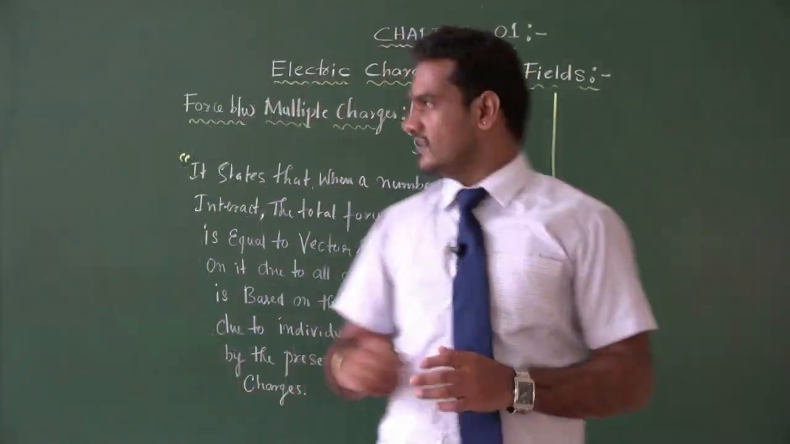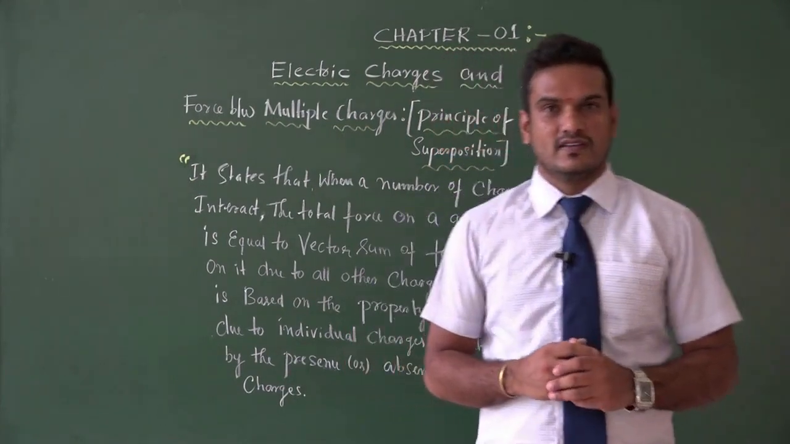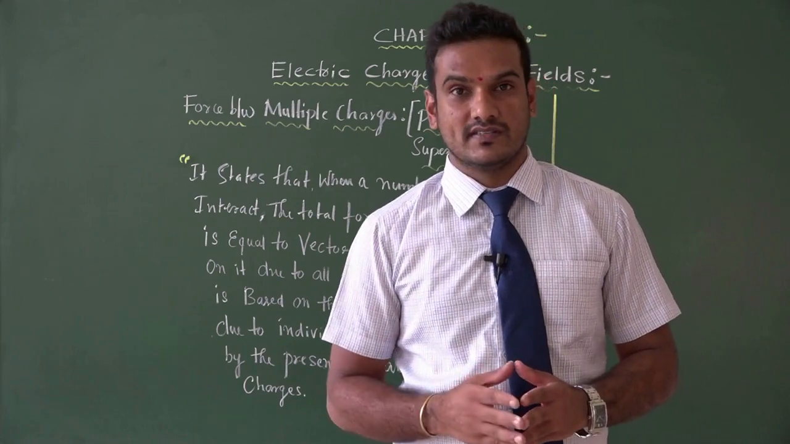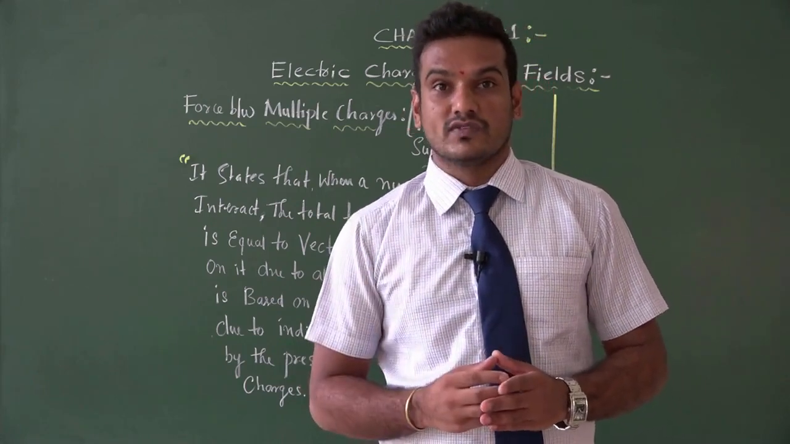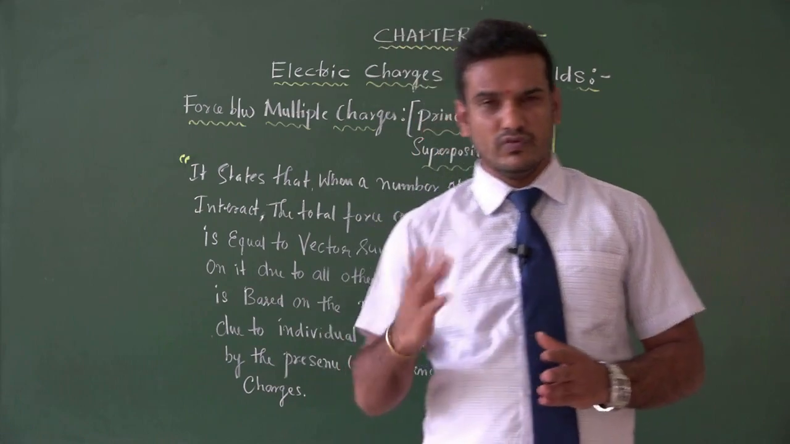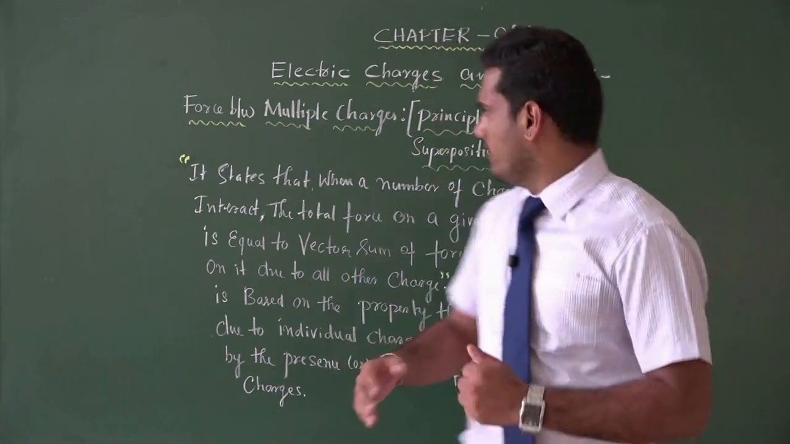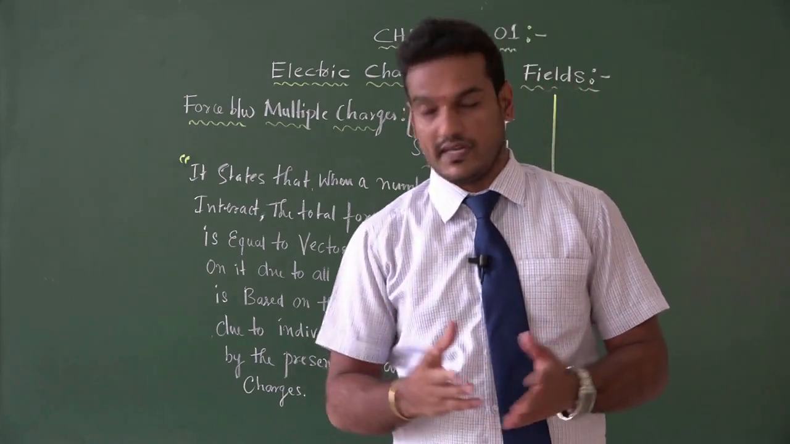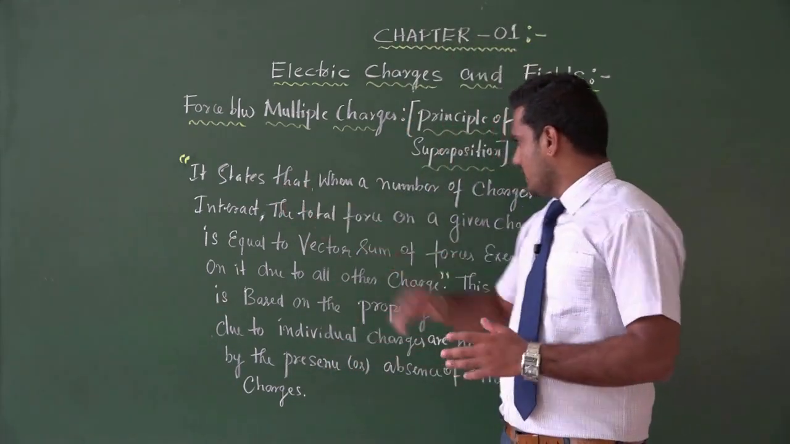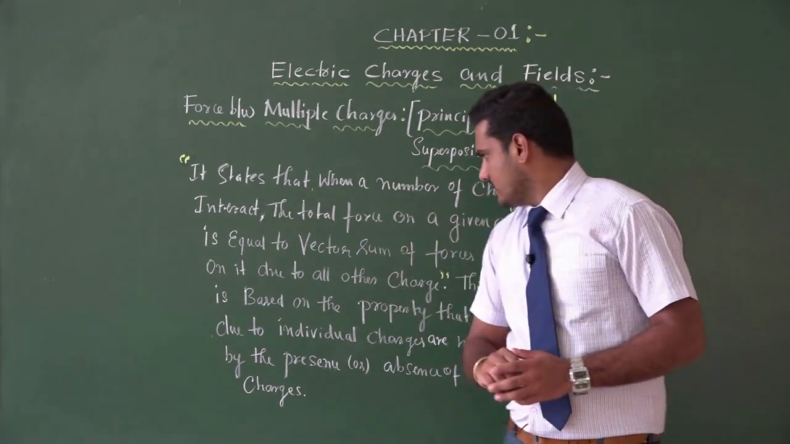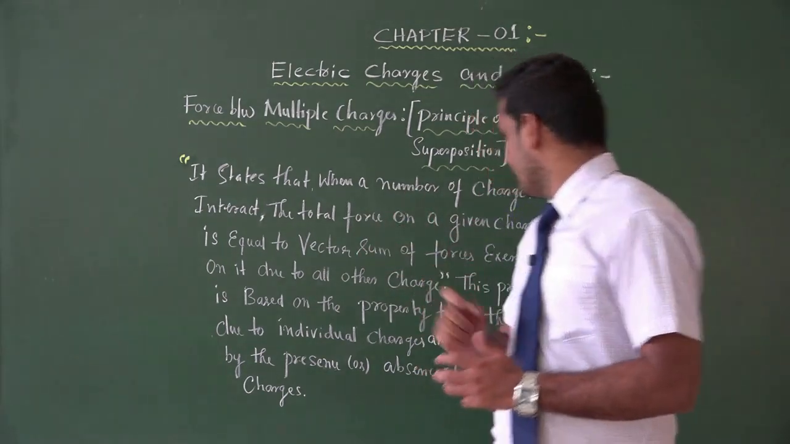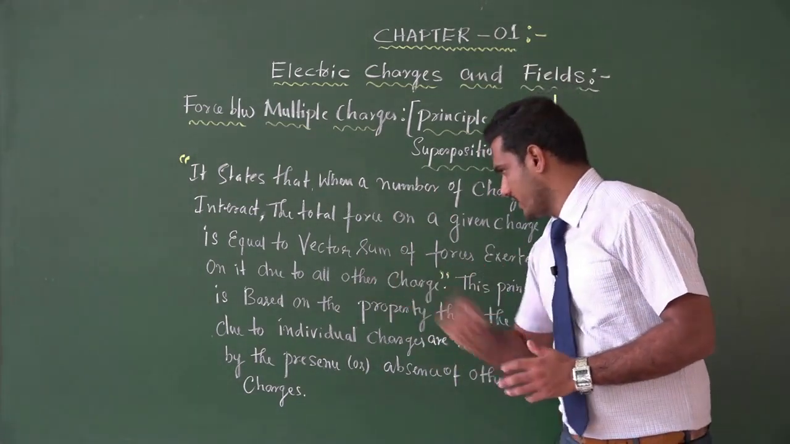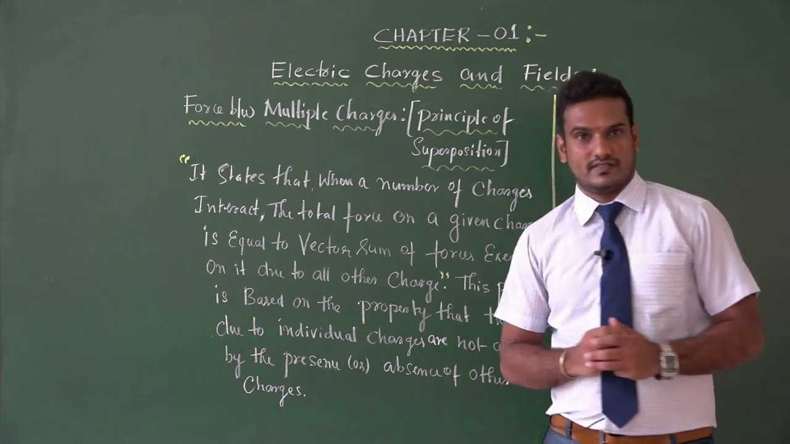The next concept is force between multiple charges. Through Coulomb's law, we analyzed the force between 2 point charges. Now we are analyzing force between multiple charges. We can find the force between multiple charges by using the principle of superposition. What does the principle of superposition state? It states that when a number of charges interact, the total force on a given charge is equal to the vector sum of forces exerted on it due to all other charges.